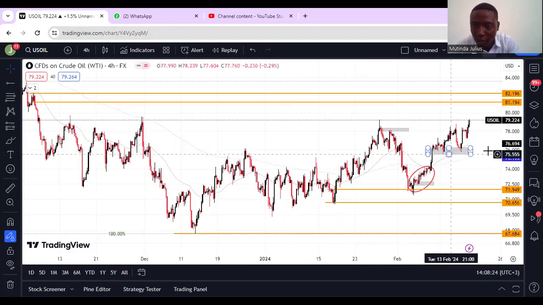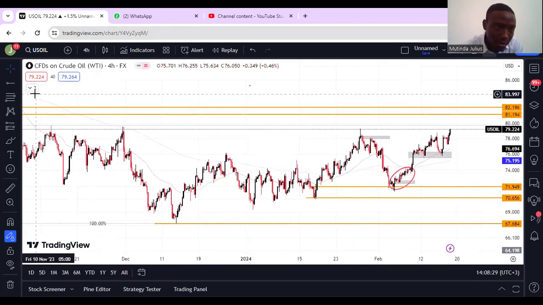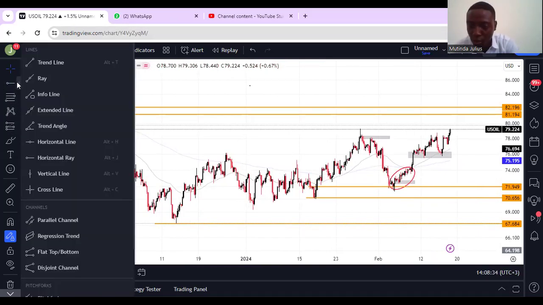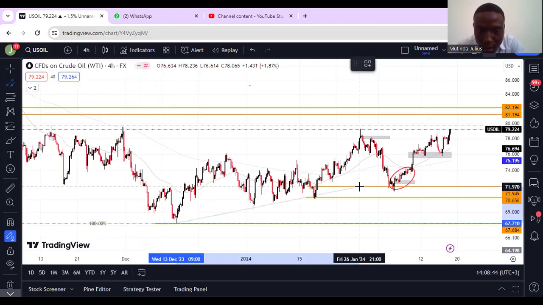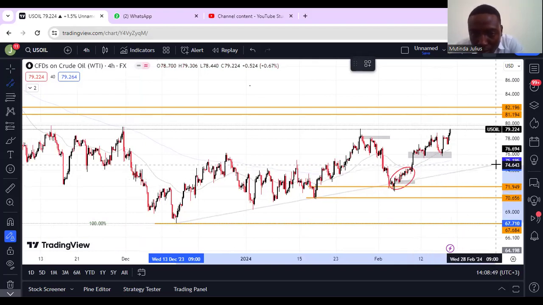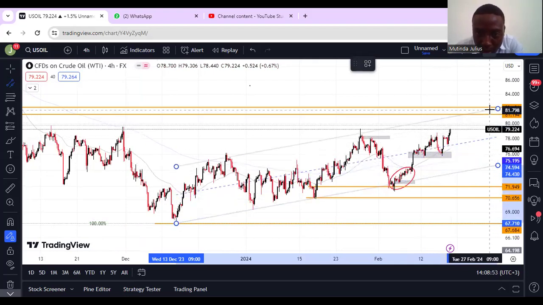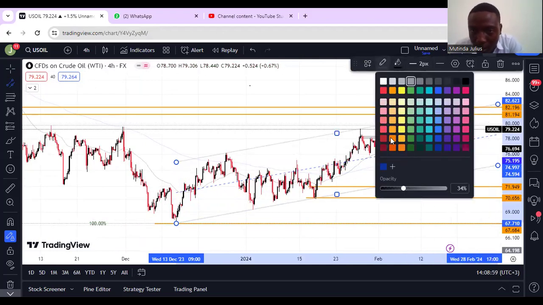So let's see, do we have a channel? I just drew one right here. When you're using these channels, always ensure that the lines are parallel to each other. If you cannot draw parallel lines, then you can opt to use a parallel channel. So just draw the low side passing there, and then maybe the high side passing through these sides. I think I can make it bigger.